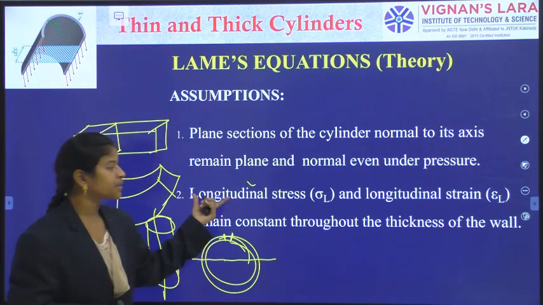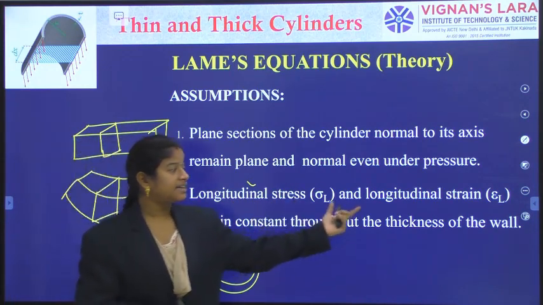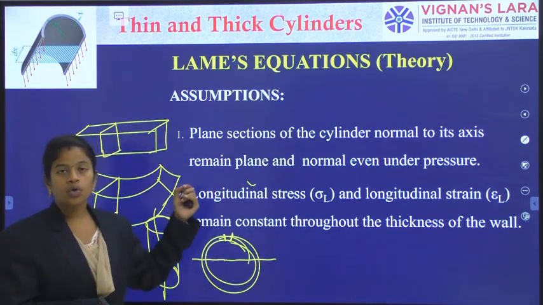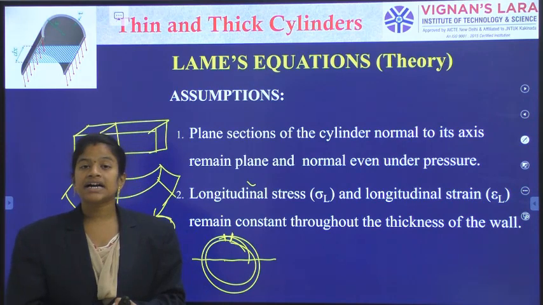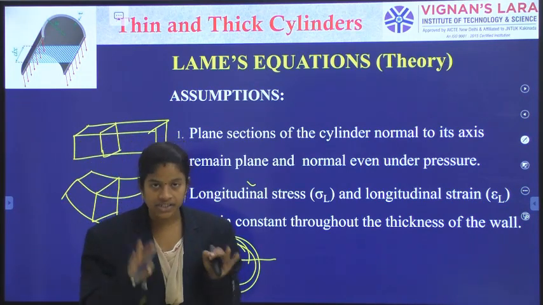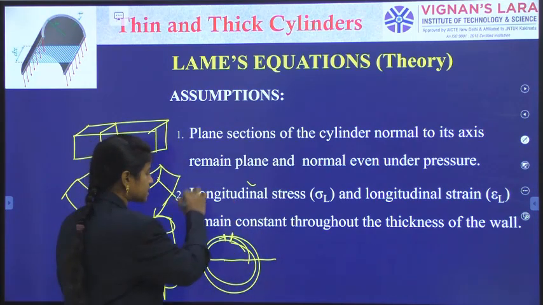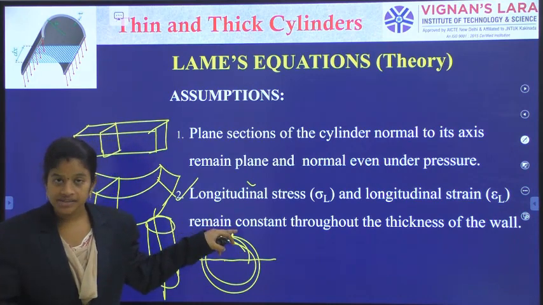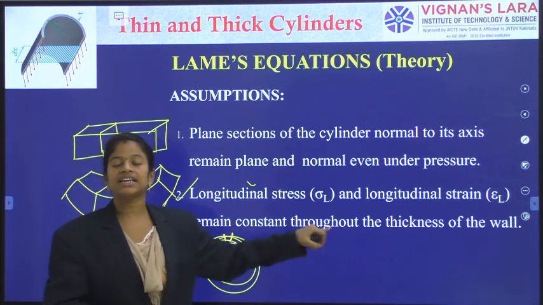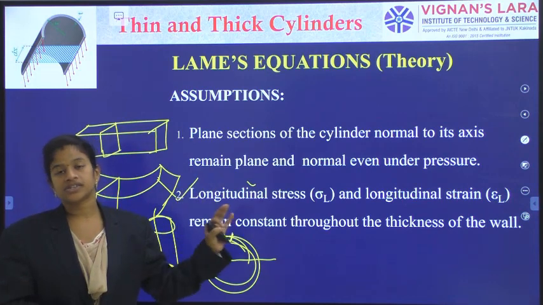The next thing is the longitudinal stress, sigma L, and the longitudinal strain, epsilon L, which remain constant throughout the thickness of the wall. So what are they asking us to change? They are saying the radial stress and circumferential stress will change, but not the longitudinal stress and longitudinal strain. This is one more assumption you should remember. Longitudinal stress and longitudinal strain do not change at any point along the thickness of the wall.